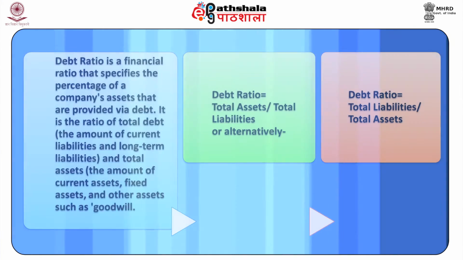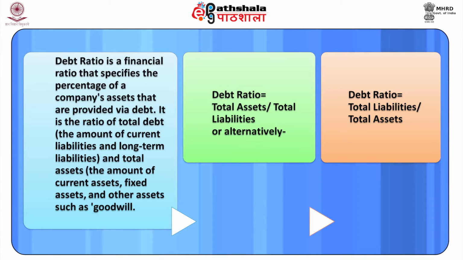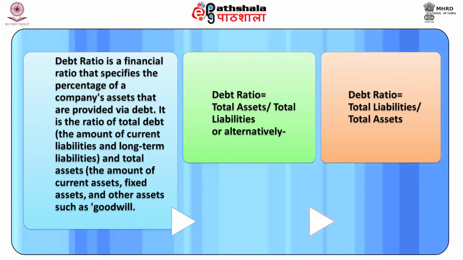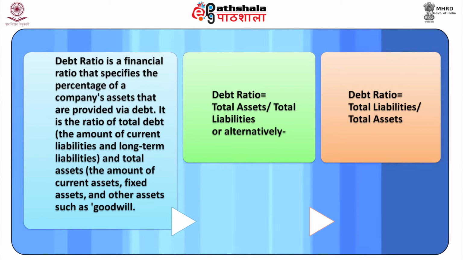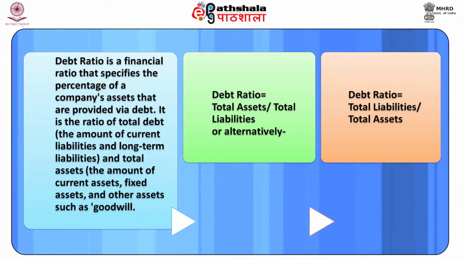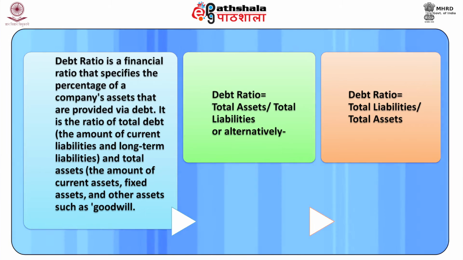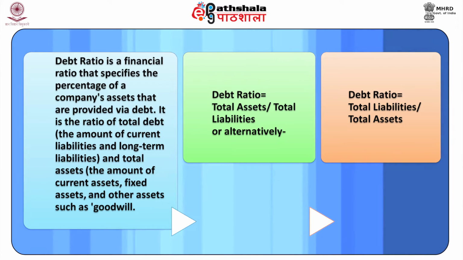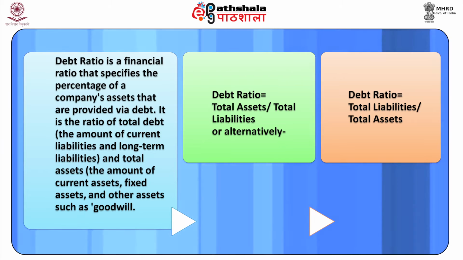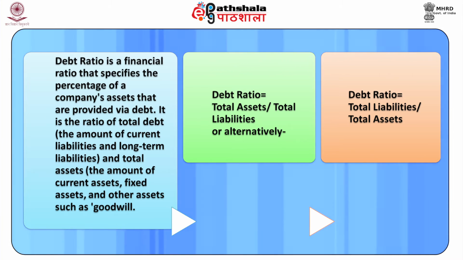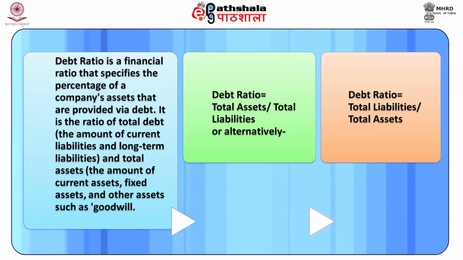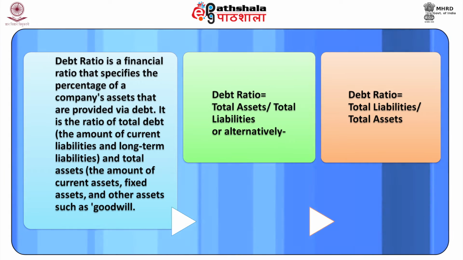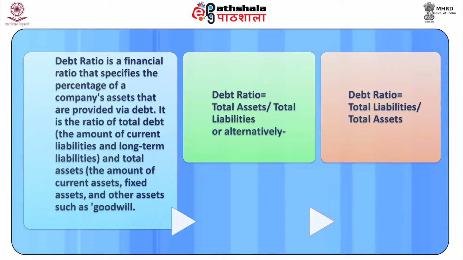These are: first, debt ratio. Debt ratio is a financial ratio that specifies the percentage of a company's assets that are provided via debt. It is the ratio of total debt, that is the amount of current liabilities and long-term liabilities, to total assets, the amount of current assets, fixed assets and other assets such as goodwill. Debt ratio is equal to total debt upon total assets, or alternatively, debt ratio is equal to total liabilities upon total assets.